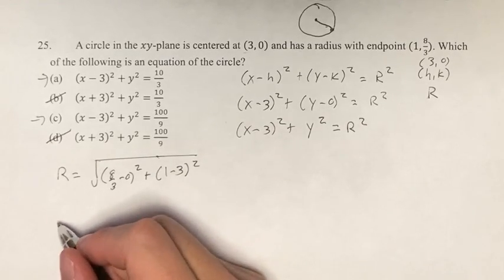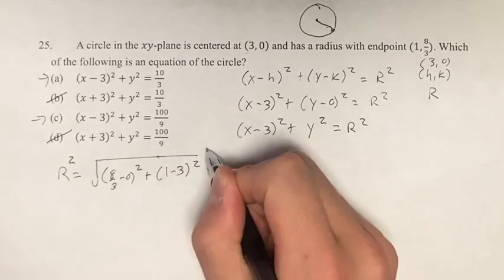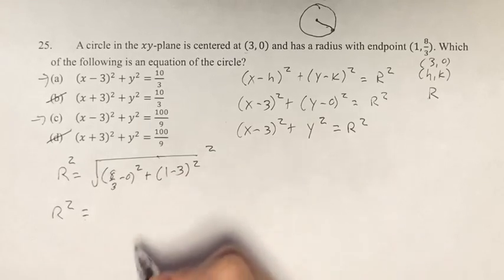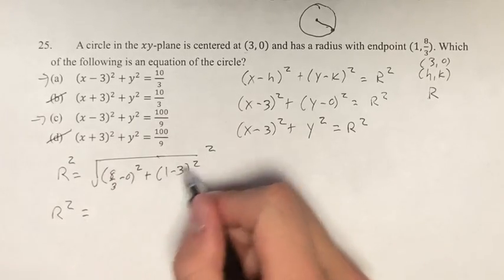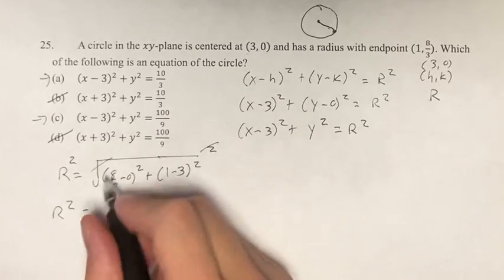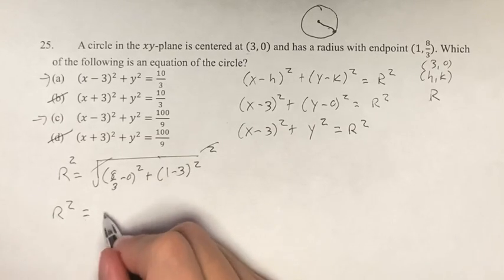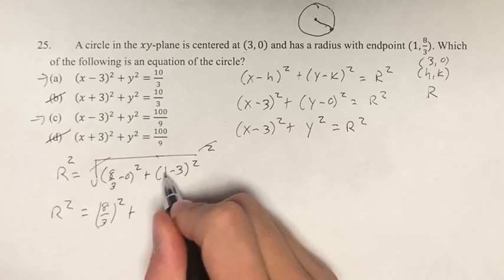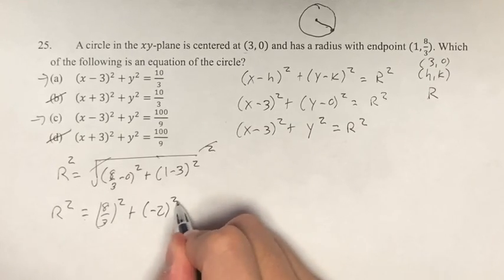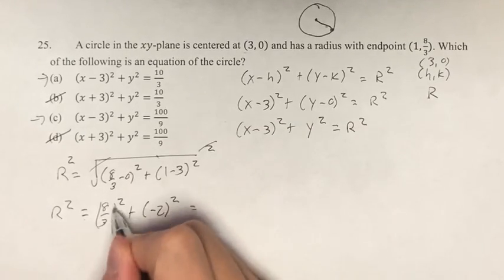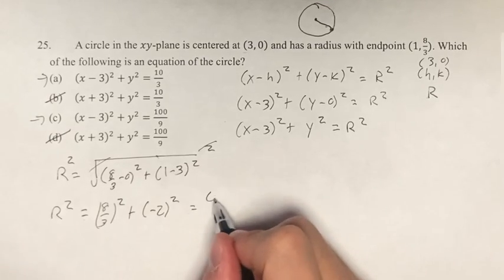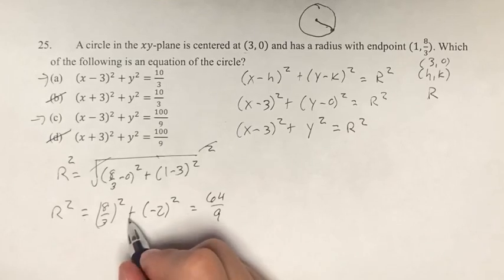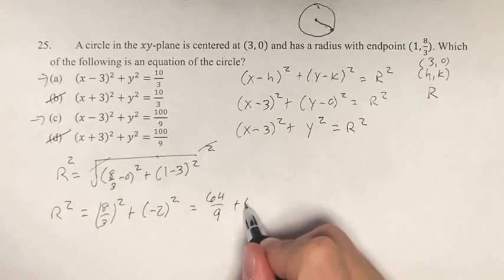And if we're not looking for r, we're looking for r^2, we can square both sides. And r^2 is therefore equal to everything that was inside the square root, right? The square root of something squared, these just cancel each other out, and we're left with (8/3 - 0)^2, which is (8/3)^2, plus 1 - 3 is negative 2 squared. So you have a fraction and you're squaring it, so you square the numerator, so 64 over 3 squared is 9. This is plus (-2)^2 is plus 4.